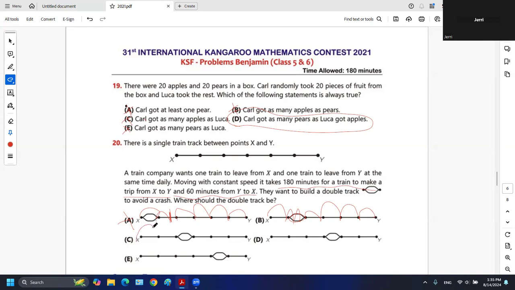C. 30, 1, 2, 3, 30 minutes, 1, and they would crash right here. So no. D. 30 minutes, 1, 2, and then already over. In 30 minutes, they'll crash right here. No. E. 30, 1, 2, 3. 30 minutes, 1, and then crash right here. So now, B is the answer.